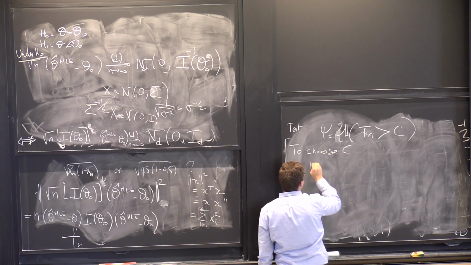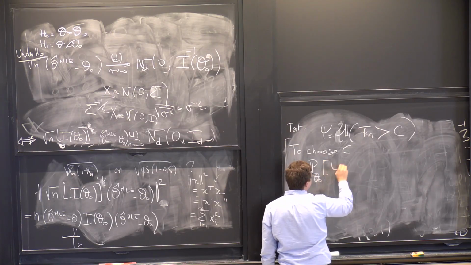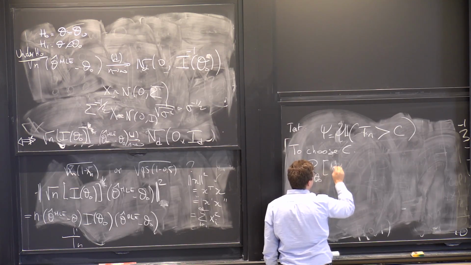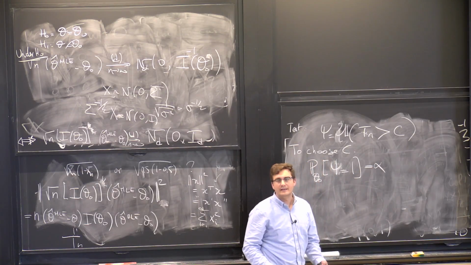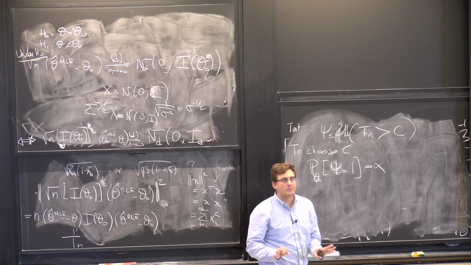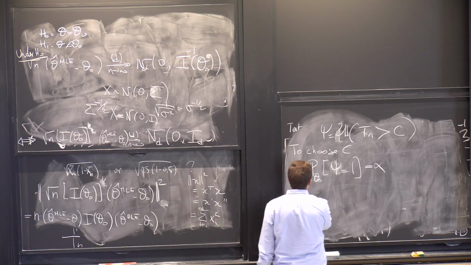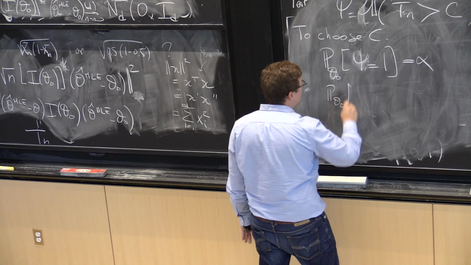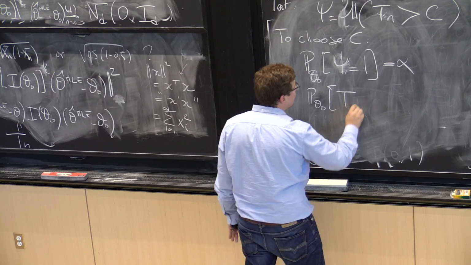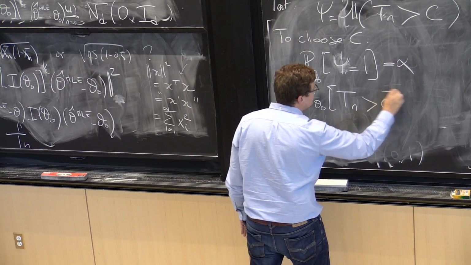what we have to check is that P under theta naught that I reject, so that psi is equal to 1, I want this to be equal to alpha, right? That's how I maximize my type 1 error under the budget that's actually given to me, which is alpha. OK, so that's actually equivalent to checking whether P theta naught of Tn is larger than c.